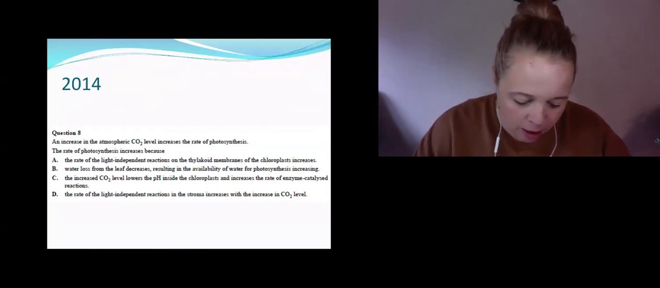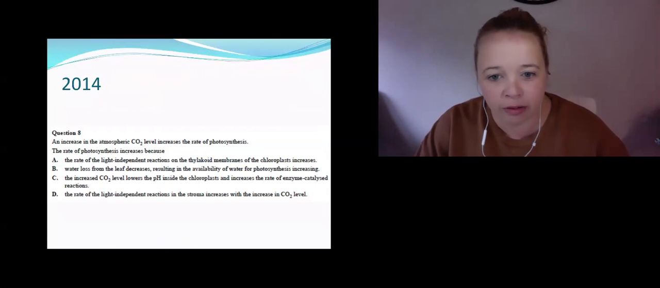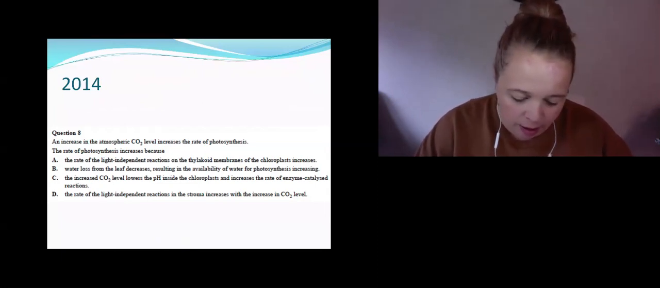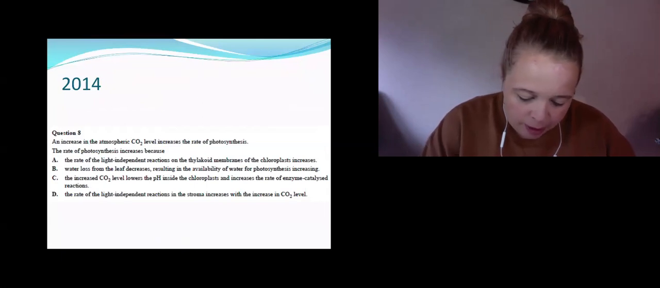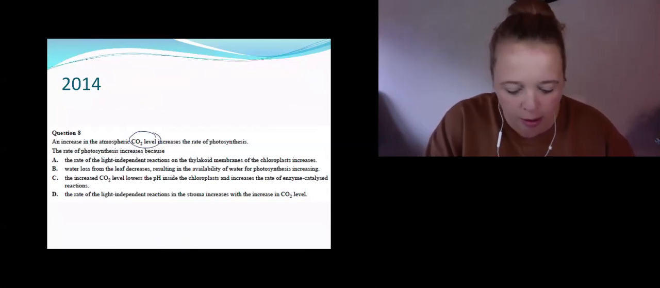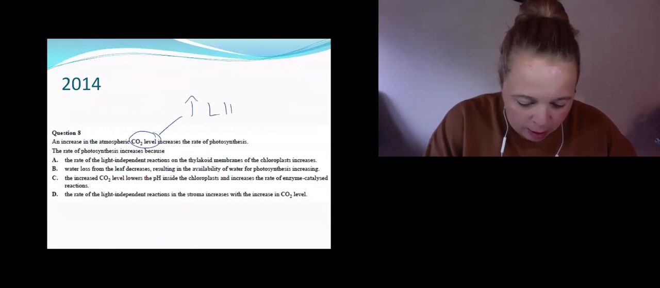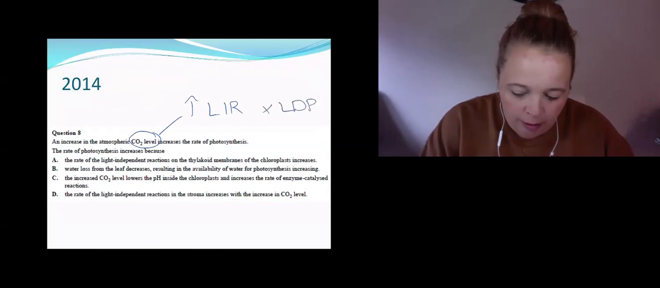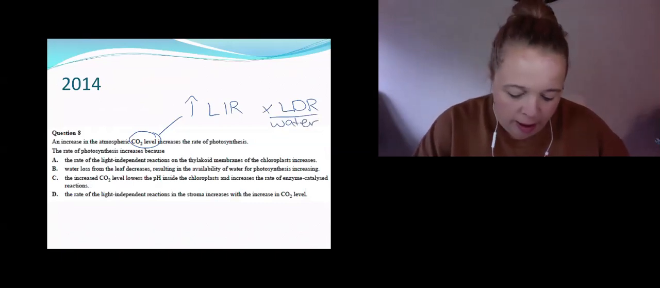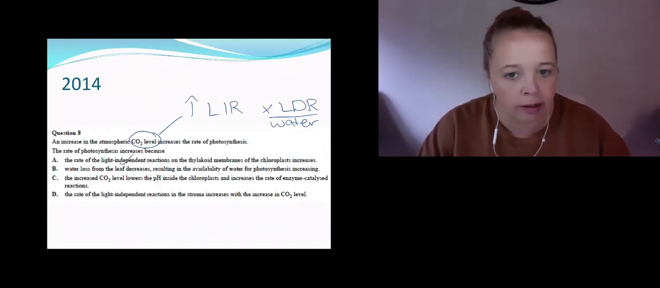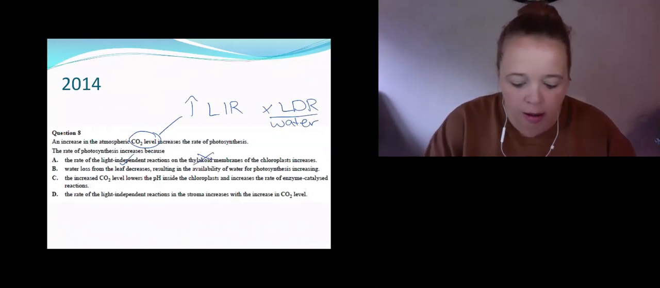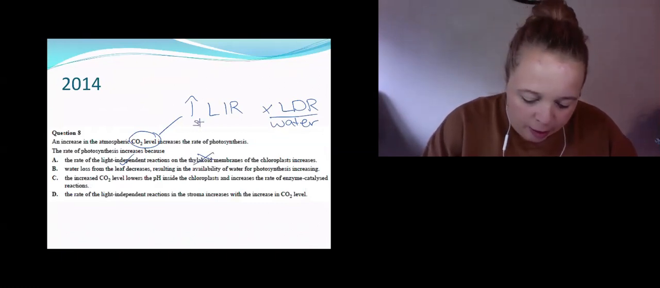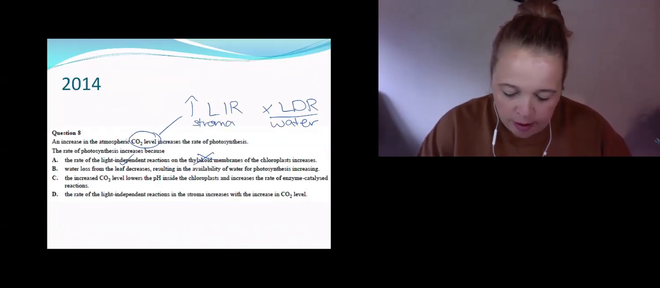So question 8, an increase in the atmospheric CO2 level increases the rate of photosynthesis. The rate of photosynthesis increases because, okay, so we're doing CO2 level. So if we increase CO2 level, we're going to increase my LIR reactions, not my LDR, because LDR depends on water. So the rate of light independent reactions on the thylakoid membranes of the chloroplasts increases. So yes, the LIR will increase, but where is it? Not on the thylakoid. This is in the stroma. Okay, so that bit's wrong.